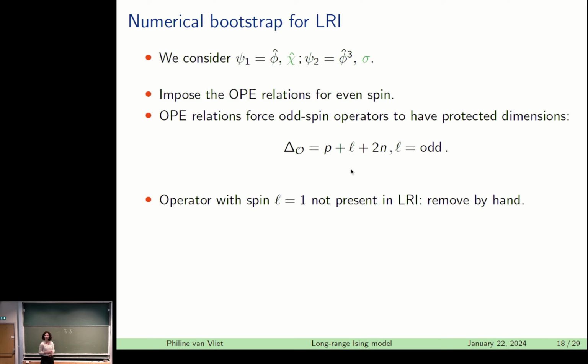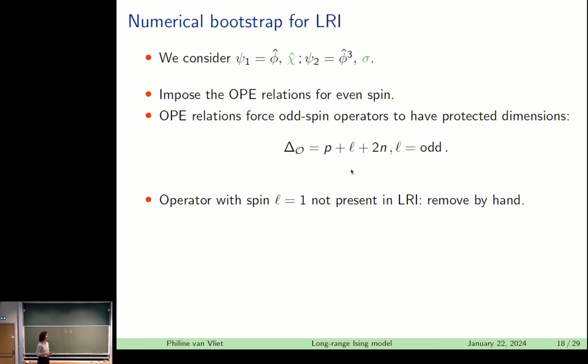What's the reason why spin 1 operators are not there? Sorry? What's the reason why there is no operator in spin 1? Yeah, so if I remember correctly, if you would allow this spin 1 operator to be there, then there has to be some conserved current present, and that's not the case. So we don't want this operator in, it's not going to be in the spectrum. For any n? No, for n equals 0.